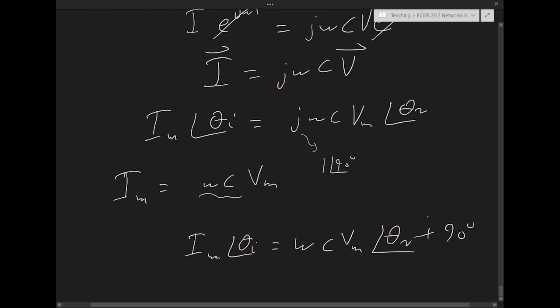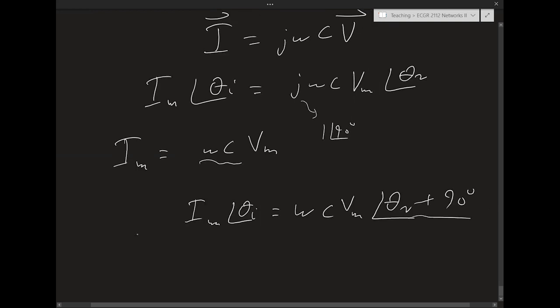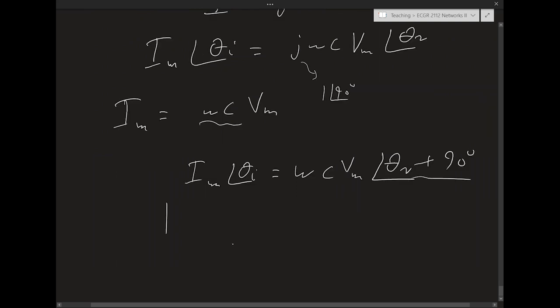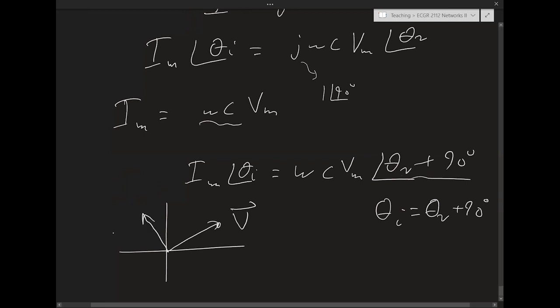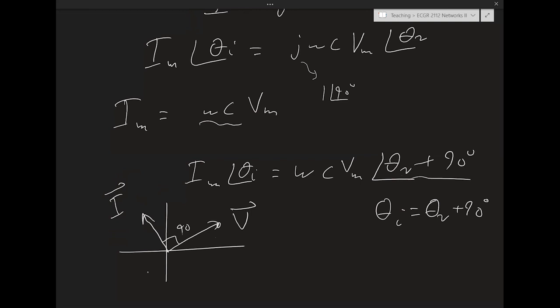So now in this case, if I have a certain V phasor, what would be θI? θI equals θV plus 90 degrees. So I is going to be leading the voltage. The phasor I is going to be leading the phasor V by 90 degrees. And we say for a capacitor, the current leads the voltage by 90 degrees.